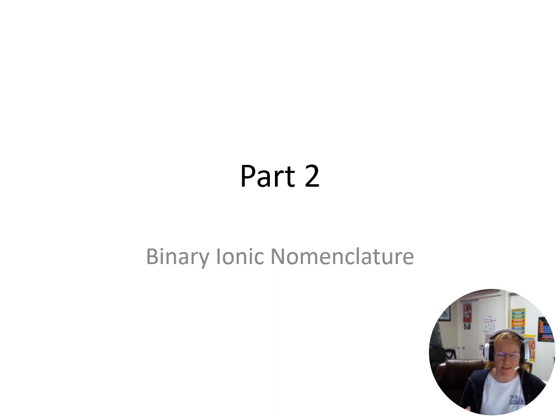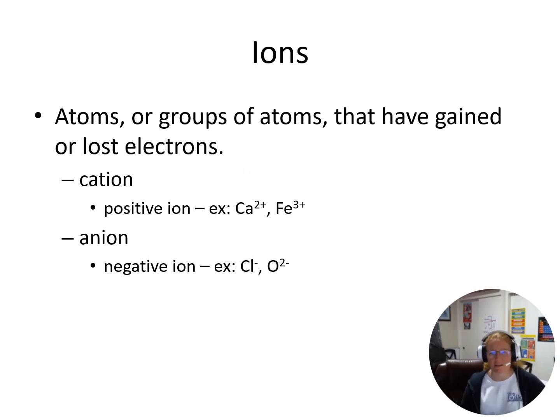All right, so next up is binary ionic nomenclature. Here we're going to be looking at metal cations and non-metal anions. Our ions are atoms or groups of atoms that have lost or gained electrons. Cations are positive, so cations have lost electrons. And anions are negative, so they have gained electrons.